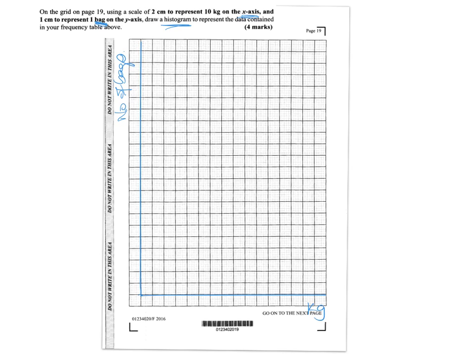We know that the scale they want us to use is, on the x-axis, 2 centimeters to 10 kilograms, and on the y-axis they want us to use 1 centimeter to 1 bag. So that means every 2 centimeters on the x-axis we're going to put in 10. Every 2 we put in 10. And every centimeter on the y-axis we put in 1. So 1 bag.